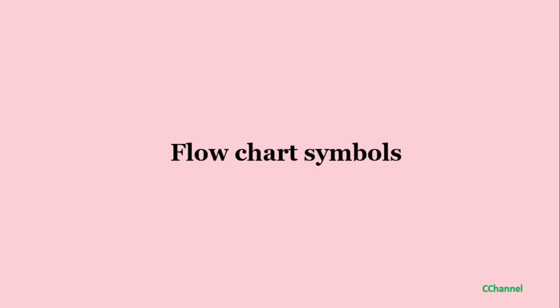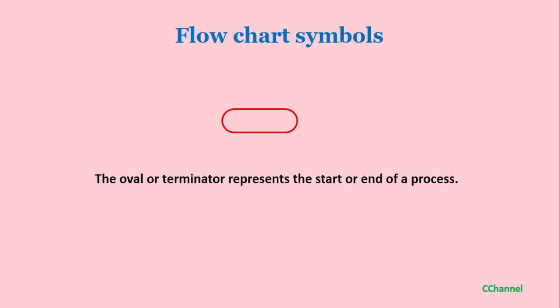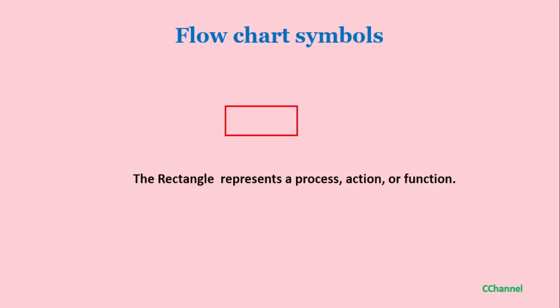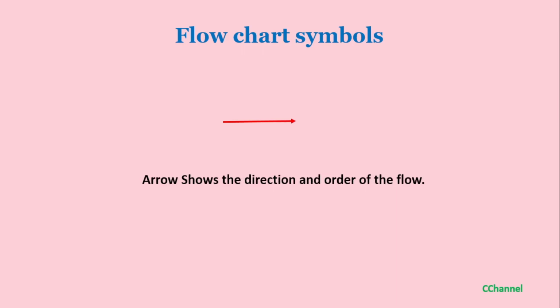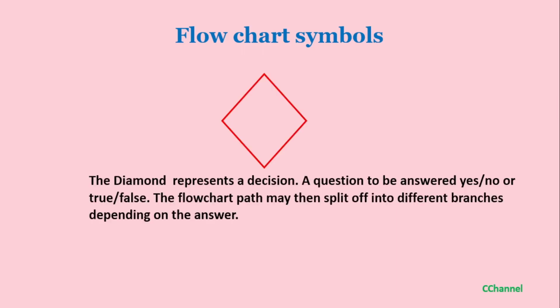Flowchart symbols. The oval or terminator represents the start or end of a process. The rectangle represents a process, action, or a function. The arrow shows the direction and order of the flow. The diamond represents a decision, a question to be answered yes or no, or true or false. The flowchart path may then split off into different branches depending on the answer.